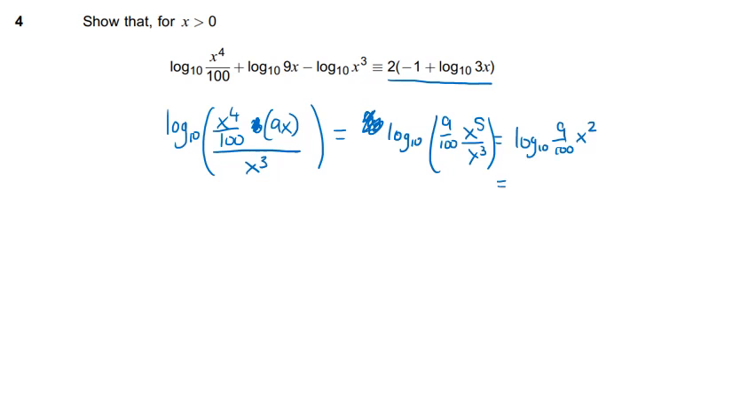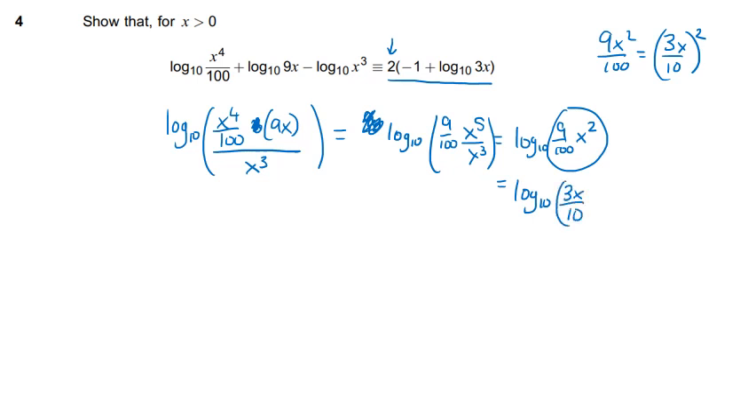Well, this number here, 9x squared over 100, is just the same as 3x over 10 all squared. Because we can see that we want to bring a 2 to the front. So if we rewrite it like that, then the 2 comes to the front, using another rule of logarithms, and this ratio here will split up again into 2 separate terms.